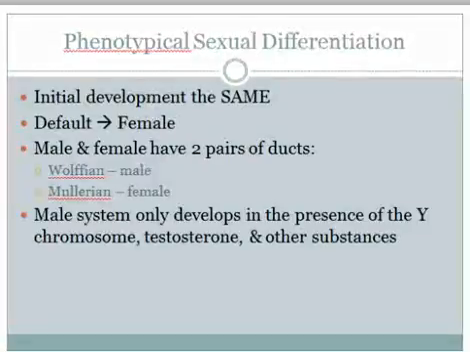So there are two pairs of ducts that are present in male and females. The Wolffian ducts are associated with males, and the Mullerian ducts are associated with females. And you can picture those two little German dots over the U of Mullerian if you would like. So Wolffian male, Mullerian female. And the default is for Mullerian ducts to just be on autopilot to have female development occur in utero. And in order for the Wolffian ducts to be activated, we need the SRY portion of the Y chromosome.